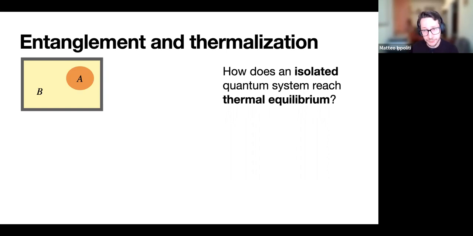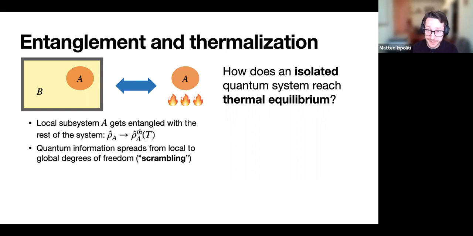So the key to this puzzle is given by quantum entanglement. As our system evolves unitarily, quantum correlations and entanglement build up between the degrees of freedom in A and the ones in B.